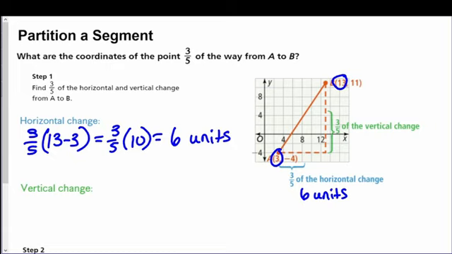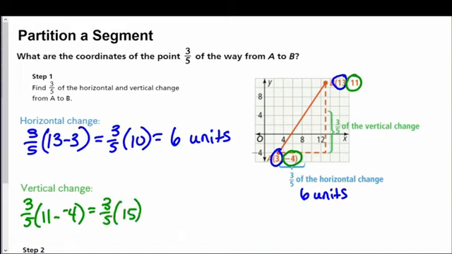To find the vertical change, we're going to do the same thing, but we're going to find 3/5 of the vertical distance. So we're going to find the vertical distance between these 2 points, which would be 11 minus -4, or 3/5 times 15, which is 9 units. So 3/5 of the vertical change is 9 units.